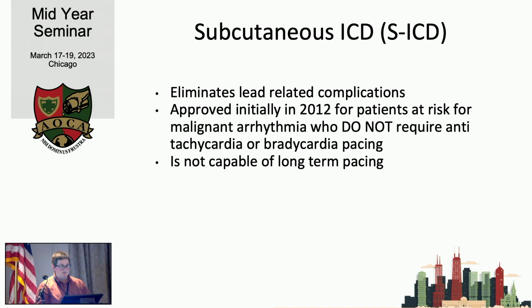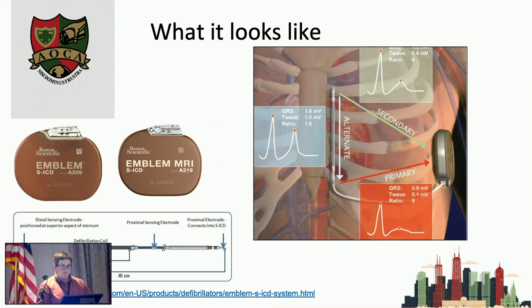So first we're going to talk about the subcutaneous ICD. It eliminates those lead-related complications that we just mentioned, initially approved in 2012, but doesn't have long-term pacing. So if you have a patient who needs an ICD and a pacemaker, they're going to need something else. This is what it looks like. The generator is implanted in the mid-axillary line on the left, and it has a single defibrillator lead that's tunneled across the anterior chest and then up along the lateral sternum.